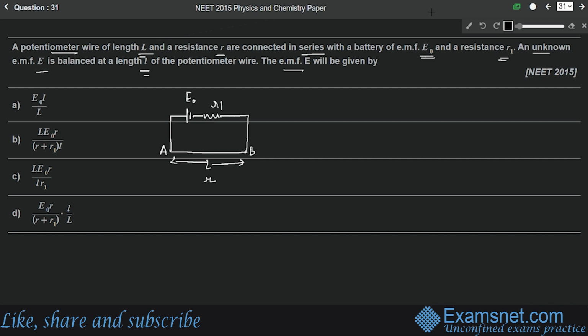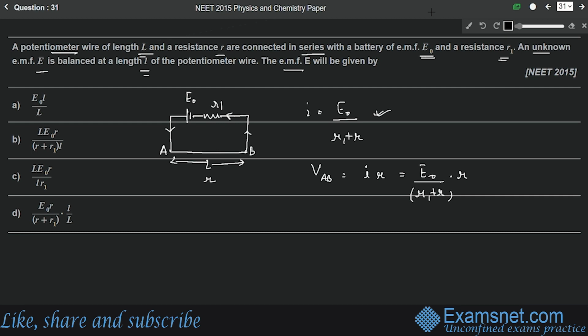So this is how the current will flow. First of all, what will be the current? Current will be equal to the EMF, that means E0, divided by the total resistance, that means R1 plus R. This is the current. And what will be the potential across AB, or the voltage across AB? VAB will be equal to current into the resistance of this wire AB, that means small r, I into small r. And I is equal to E0 by R1 plus R. So let's put this value, E0 by R1 plus R, into r. So this is the voltage across the wire AB.